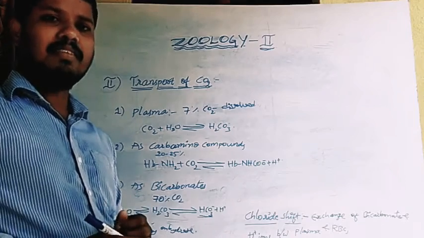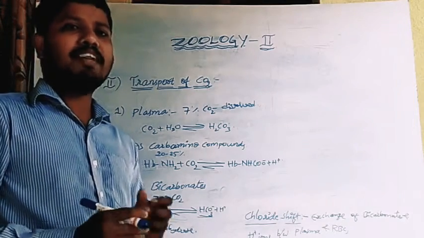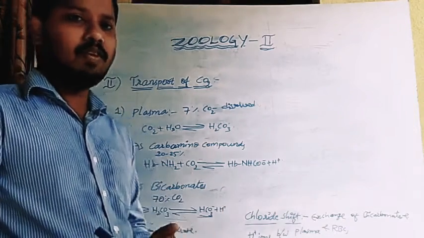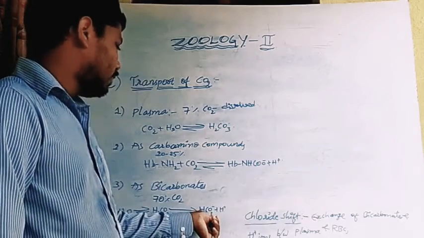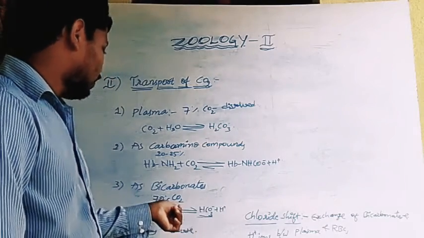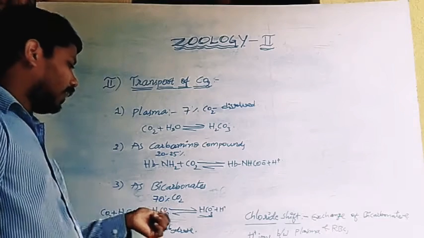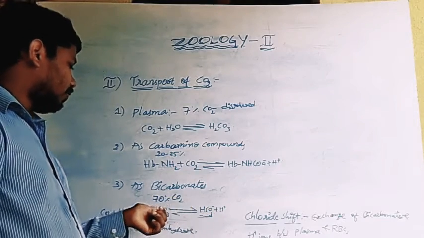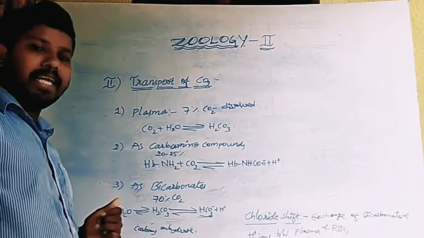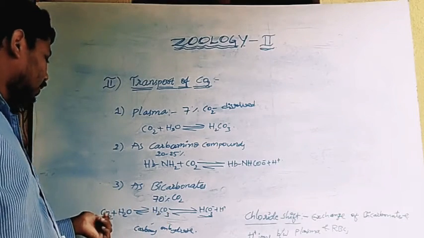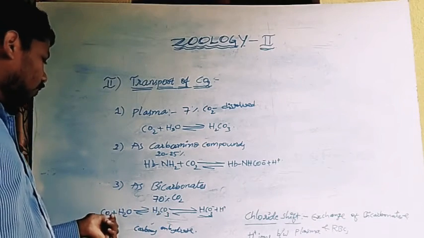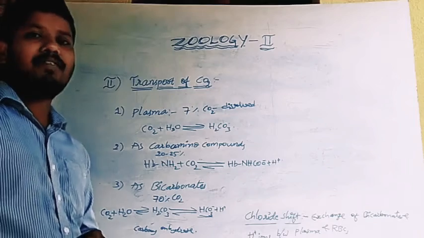In the alveoli, the partial pressure of carbon dioxide is low. Hence this reaction proceeds in the reversible manner, and bicarbonates are converted into carbonic acid, and this carbonic acid again dissociates into carbon dioxide and water.